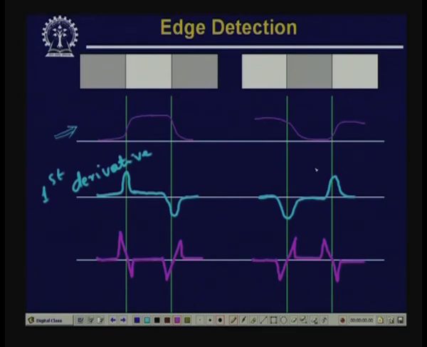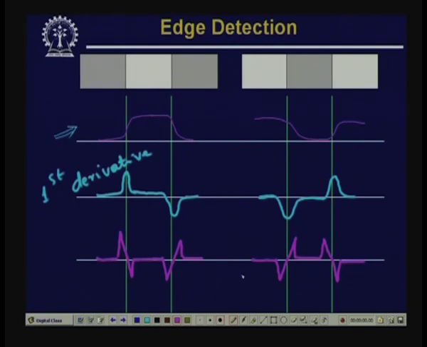Similarly, here, you find that the second derivative is positive on the darker side of the edge and it is negative on the brighter side of the edge. And that can be verified in both the situations, that the second derivative is becoming positive on the darker side of the edge, but it is becoming negative on the brighter side of the edge.